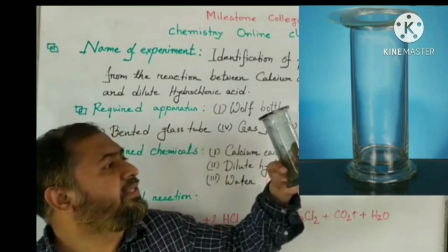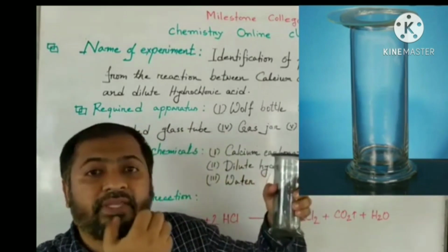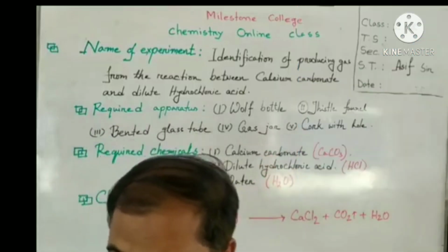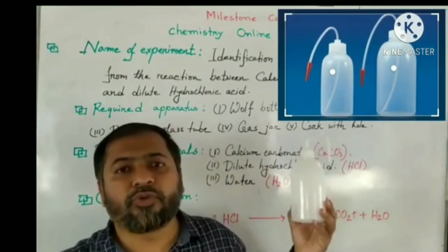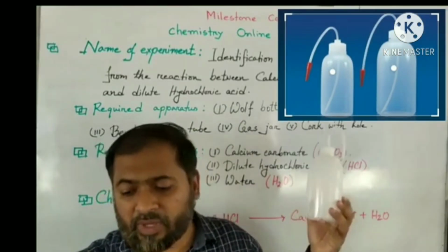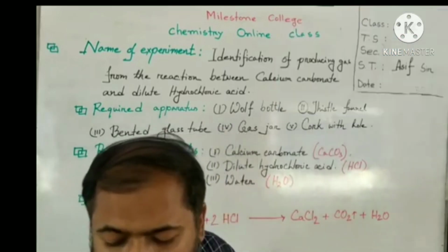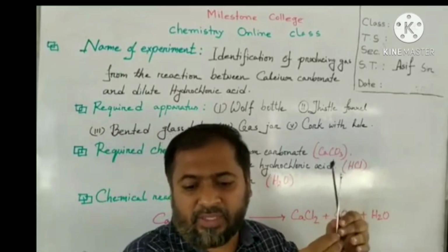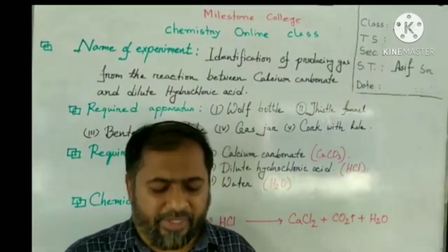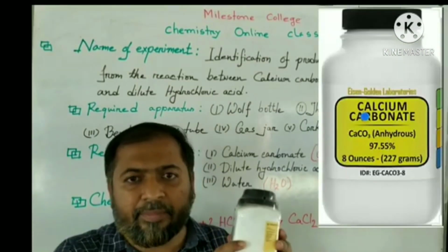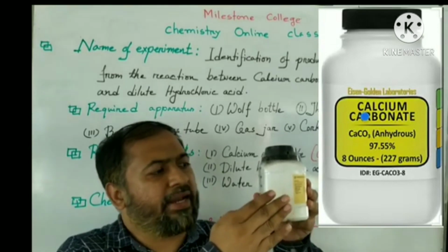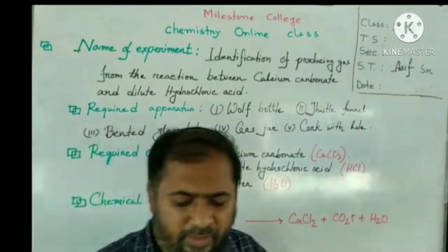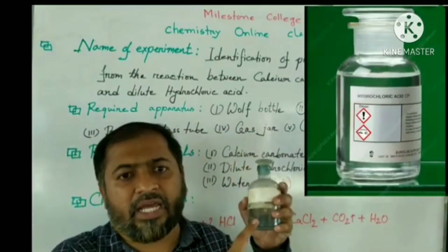This is the gas jar where we take carbon dioxide gas. We store carbon dioxide gas in this gas jar, and we also use a wash bottle to contain distilled water, as well as spatulas. You can see two spatulas in my hand. A spatula is one kind of spoon. Now the required chemicals are calcium carbonate, which is inside the chemical pot, and dilute hydrochloric acid.